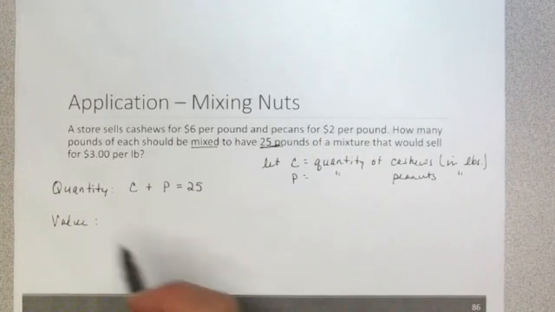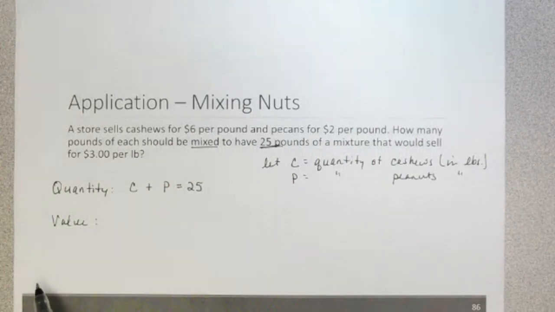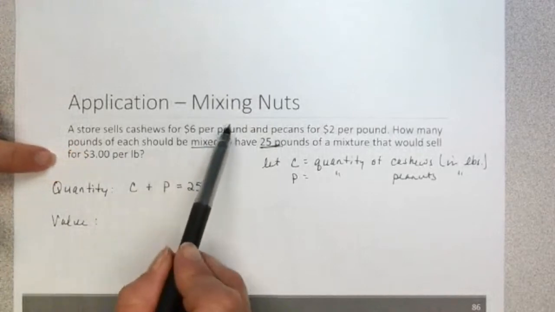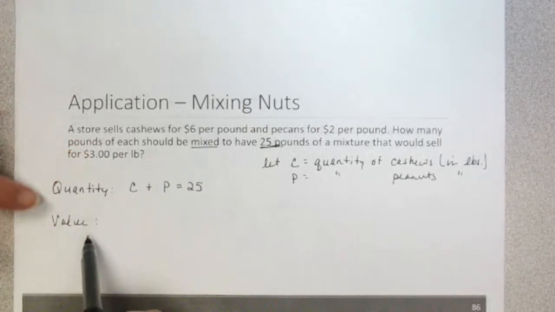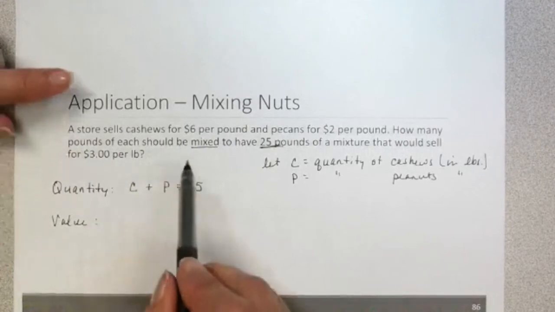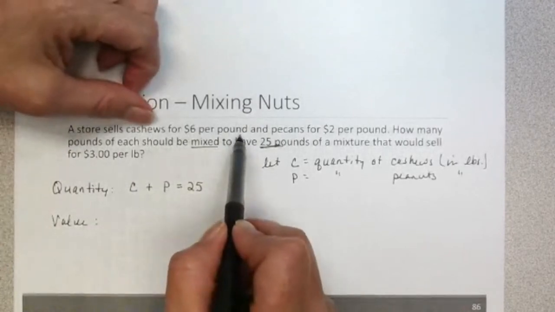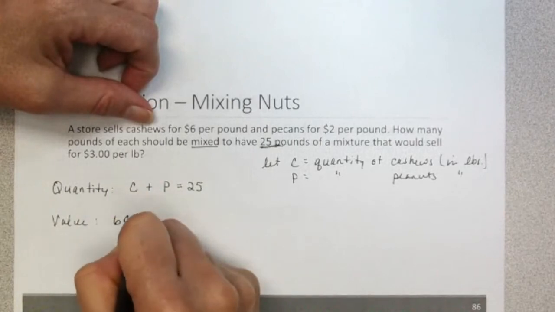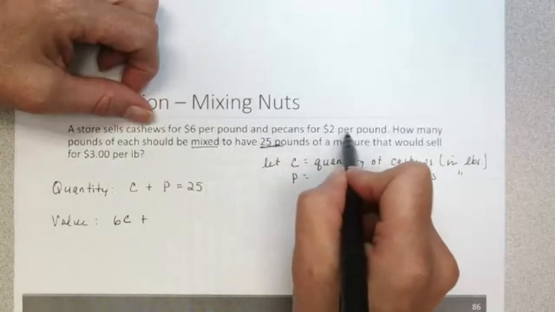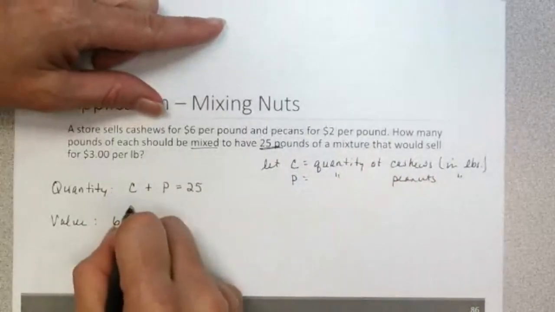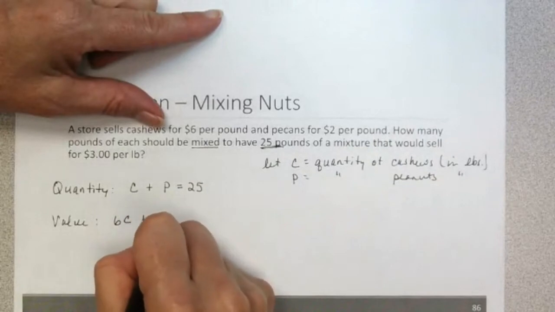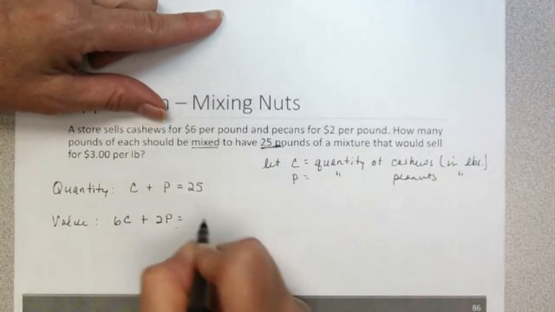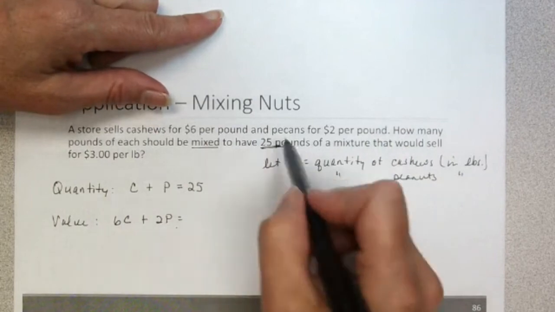There's my quantity equation. All right, now let's write a value equation. If money's involved, the value equation usually is a monetary value equation. And look at this, I do have money involved, $3 per pound. So my value equation, how's that going to look? Well, cashews contribute $6 per pound to the value. So $6 times the quantity of cashews plus peanuts contribute $2 per pound. So $6 times the quantity of cashews plus $2 times the quantity of peanuts is going to be my total value.